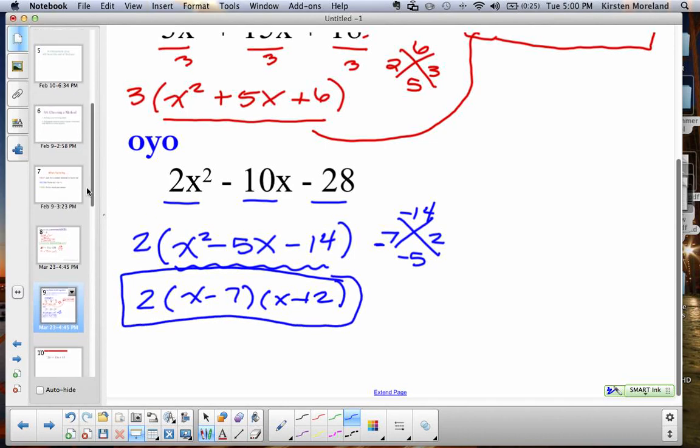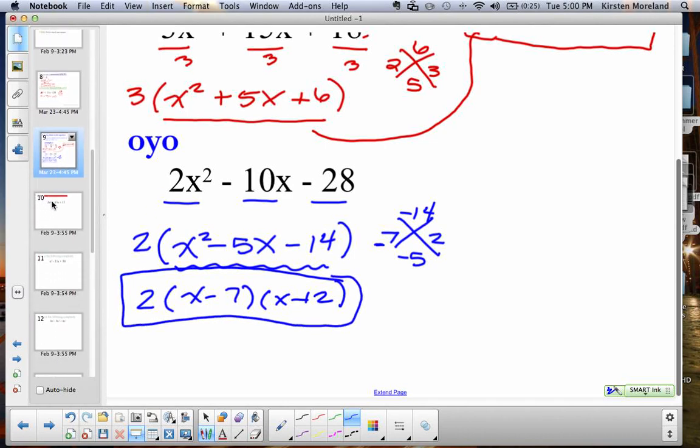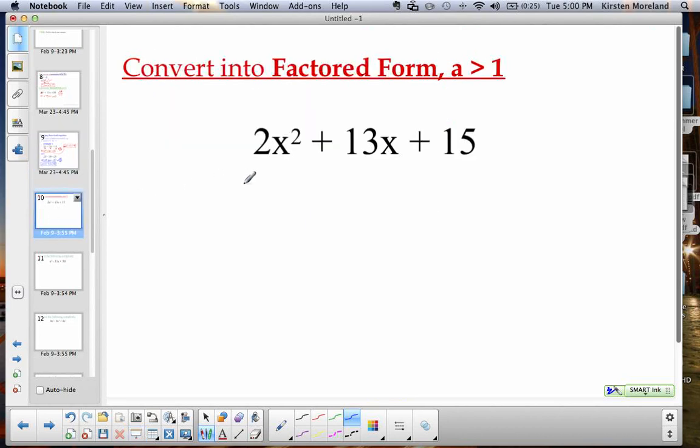Okay, now not all problems are going to be like that. There are going to be some where you get to 2x², 13x, 15, and they don't have anything in common, so I'm going to have to go back to my trusty x and say, all right, I want to multiply to 2 times 15, which is 30, and I want to add to 13. Factors are 10 and 3. That does not mean my final answer is going to be x plus 10 times x plus 3, because I have that 2 out front here. This 2 throws off everything.